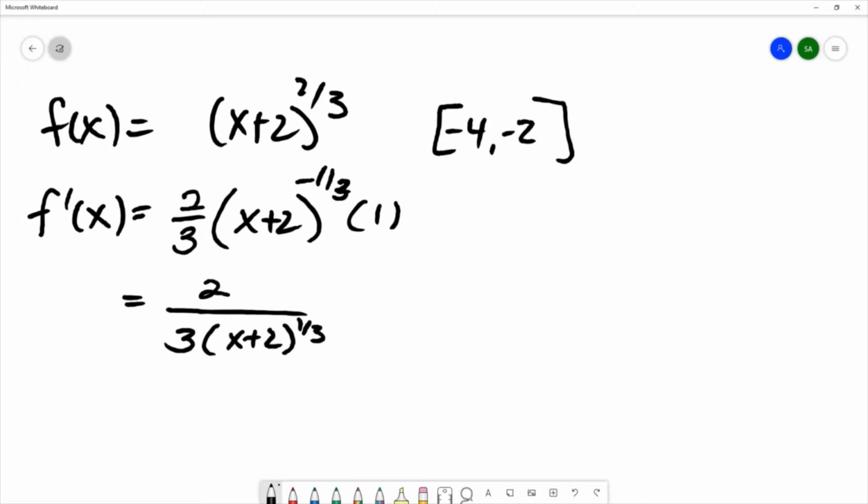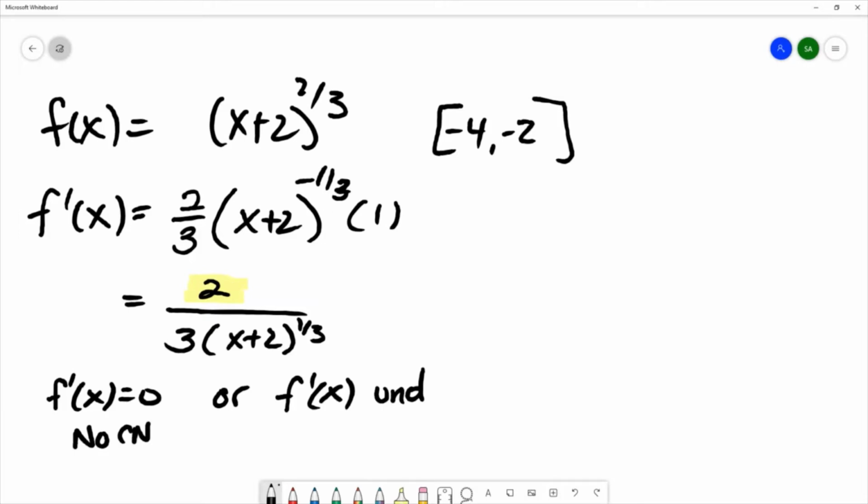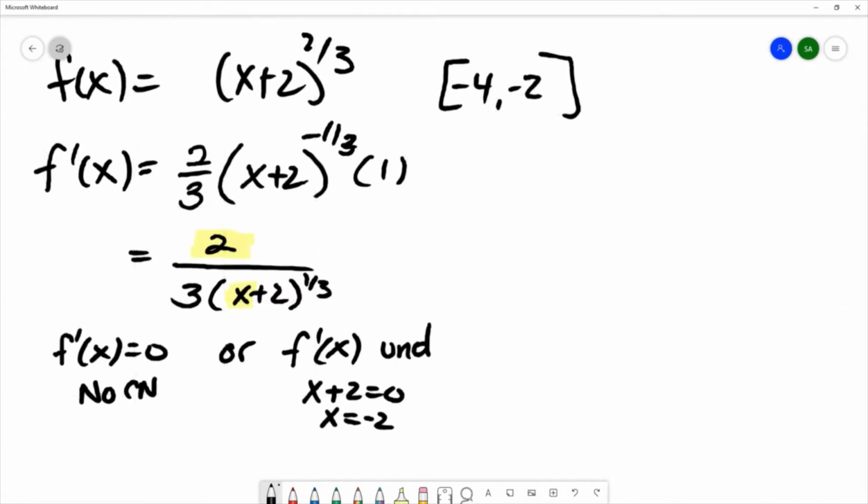So our critical numbers are going to be where the derivative is equal to 0 or undefined. And because there's no variable in the numerator here, this function is never equal to 0. So we're going to get no critical numbers from the derivative equaling 0. But we do have a variable in the denominator. So if I set that factor equal to 0, I get -2 as a critical number.